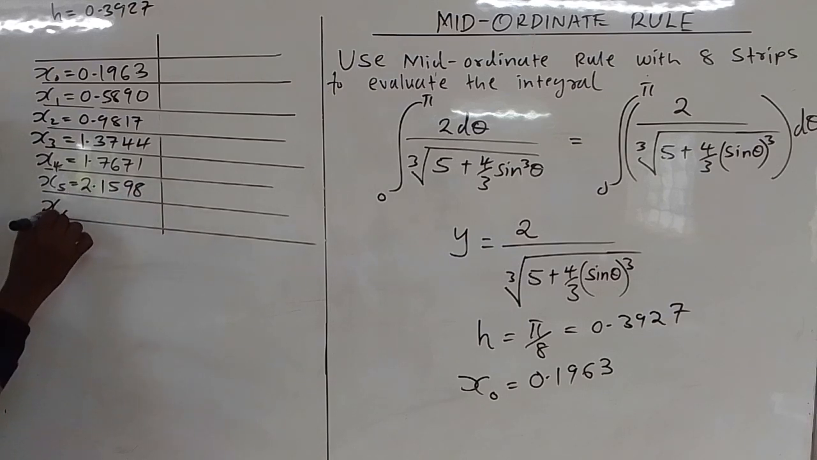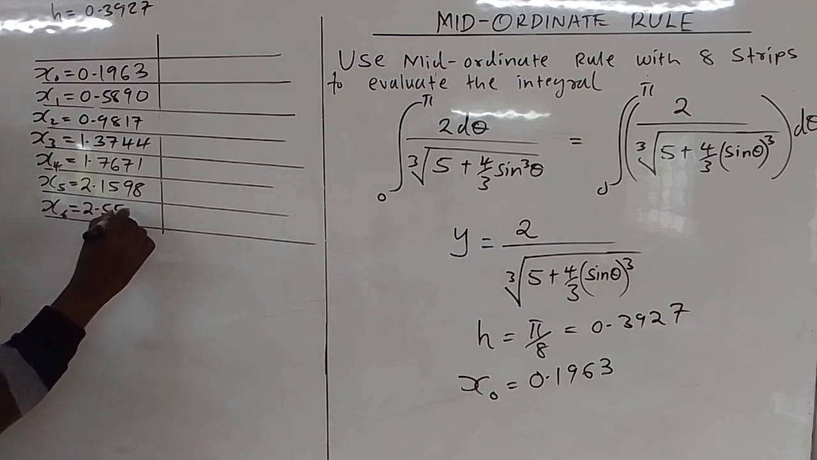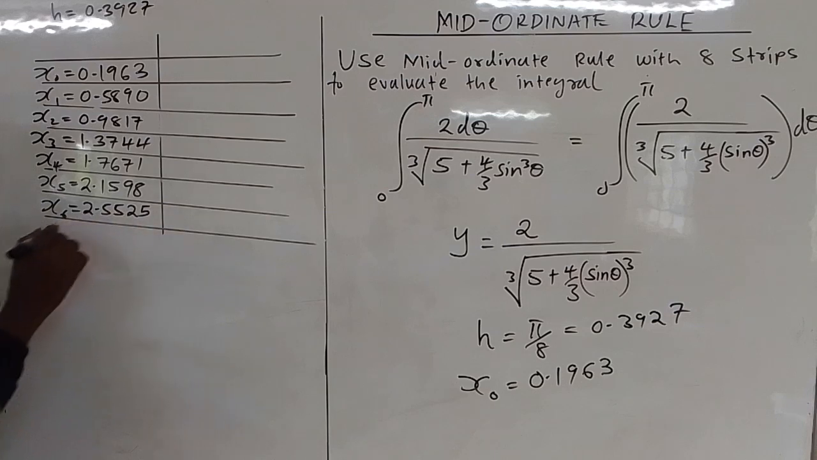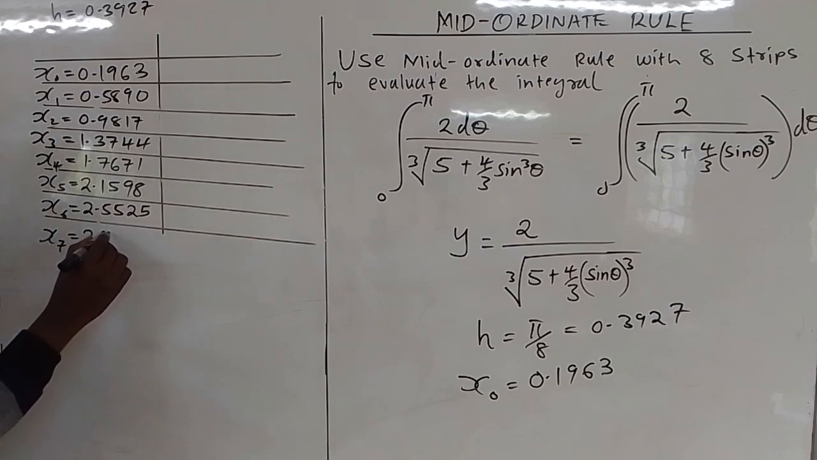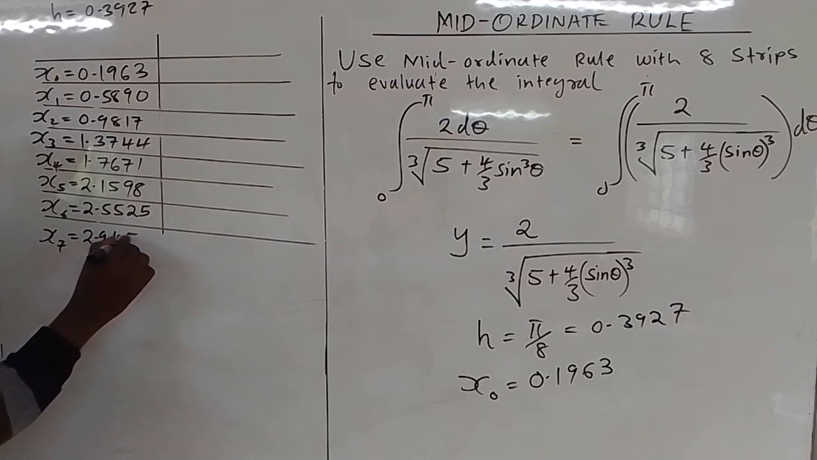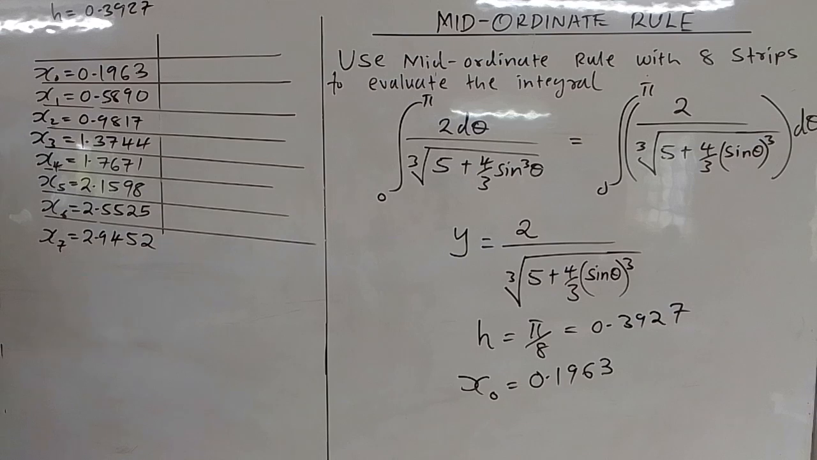x6 is x5 plus h, and you have h there. You get 1.598. Then x7 is x6 plus h, isn't it? You get 2.5525. Then x8 is 2.9. See, you got that.